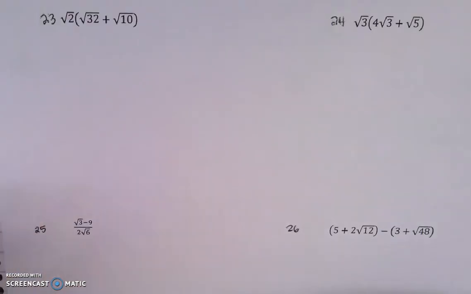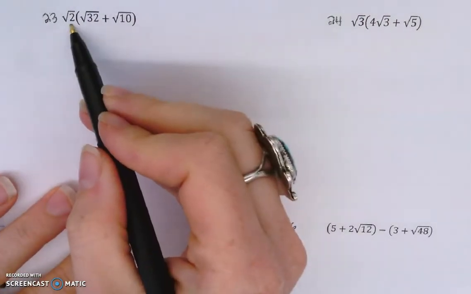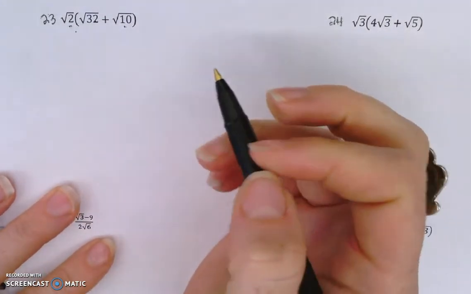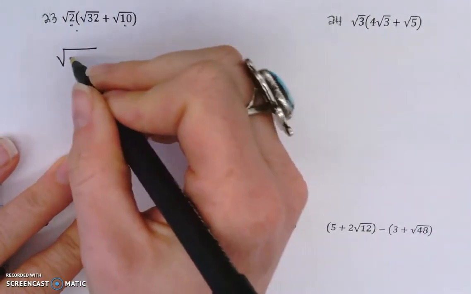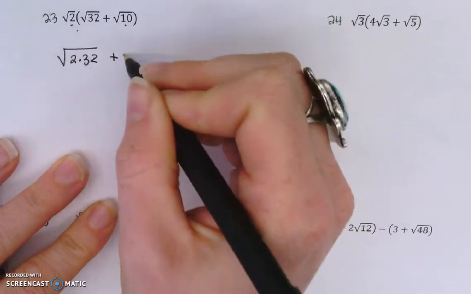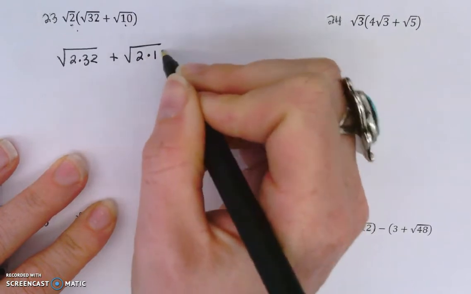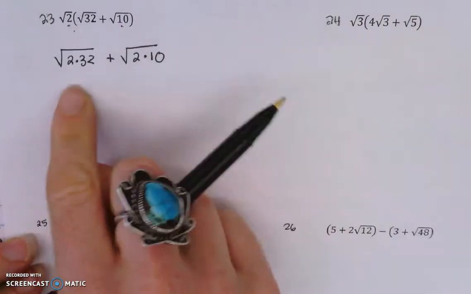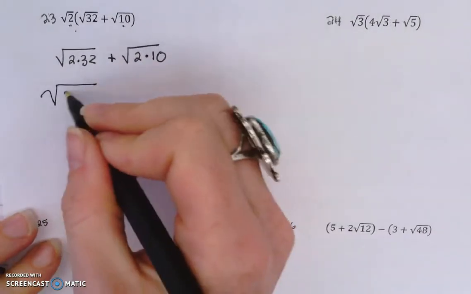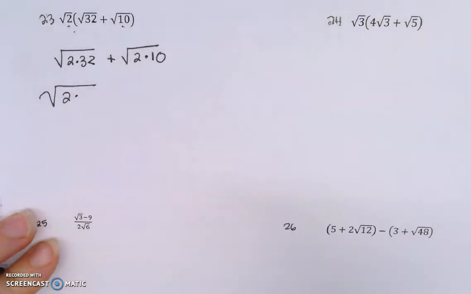Okay, taking a look at slide 23, I need to distribute radical 2 to 32 and to 10. They're all numbers inside the radicals, so we can simplify. So here we have 2 times 32 plus 2 times 10. The reason why I leave them as their numbers is because I'm going to decompose them into their factors. So here I have 2 and 32.